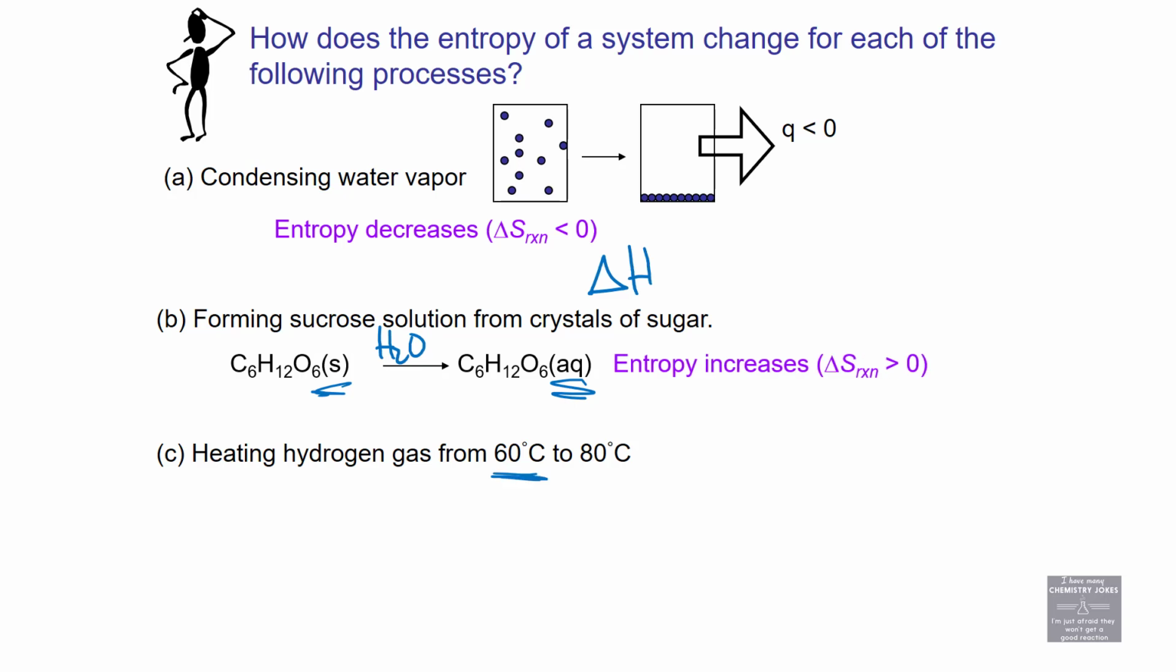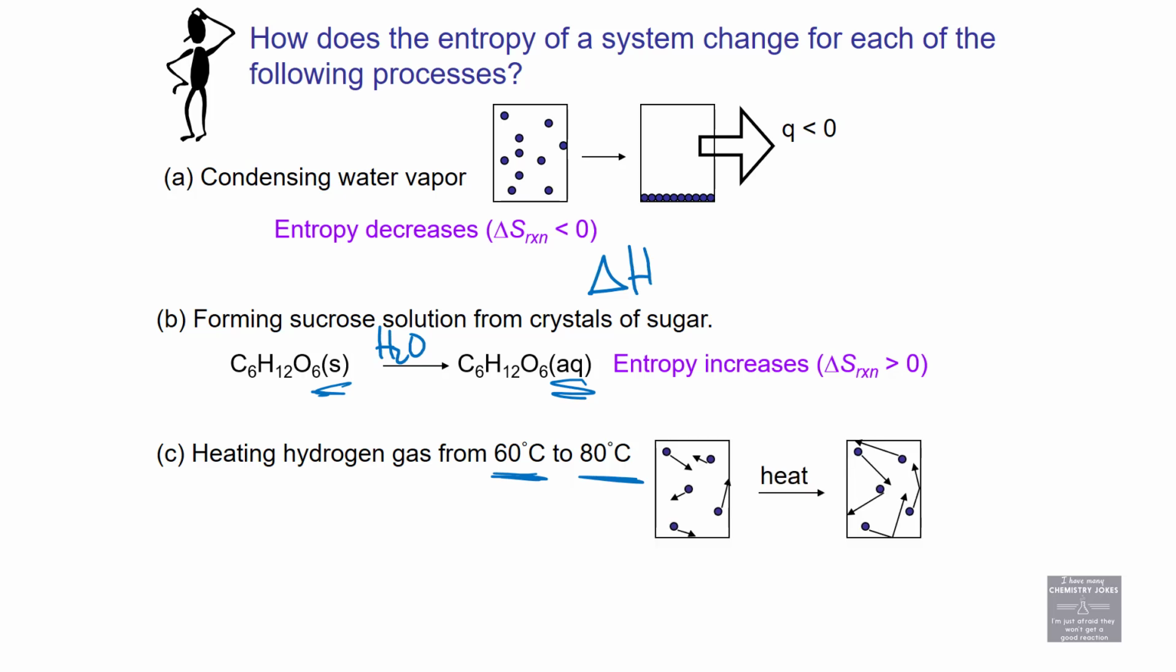All right, heating hydrogen gas from 60 to 80 degrees Celsius. If you have gas that exists at cooler temperatures, the vectors are shorter than at higher temperatures. What the heck? This is not physics class. At cooler temperatures, the vectors are shorter. That tells me they're moving with less speed. If I heat the gas, the molecules start moving at higher speeds.